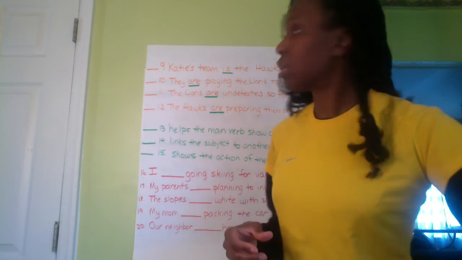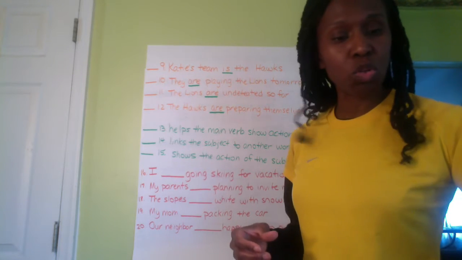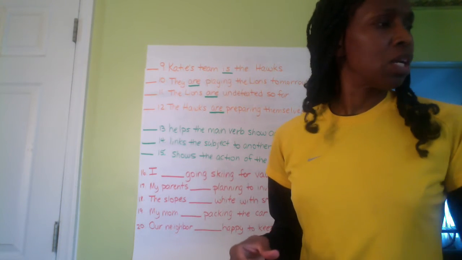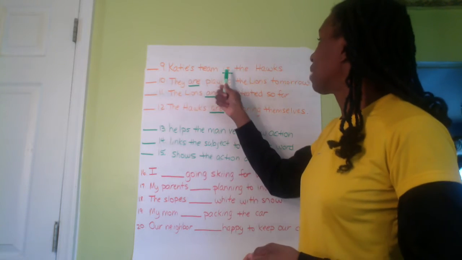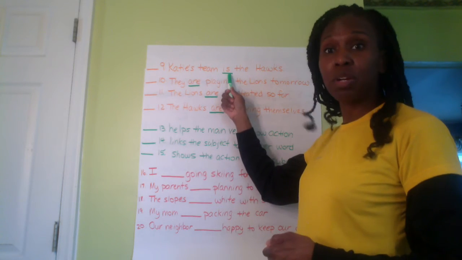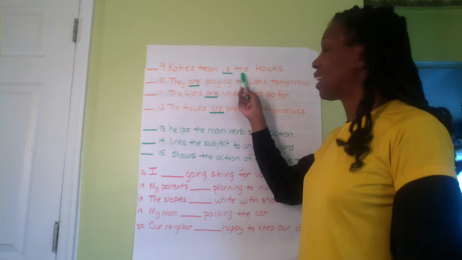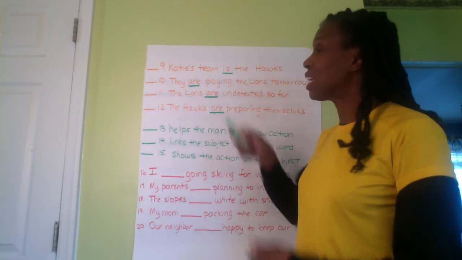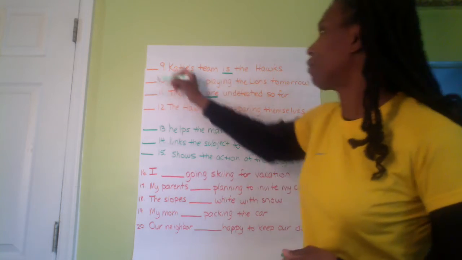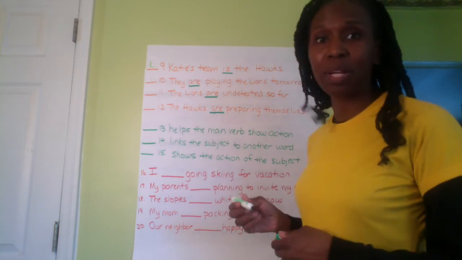All right, so let's see, what color am I going to use? I'm going to use green. All right, Katie's team is the Hawks. All right, here's our verb. Look directly behind it. The. The is not a verb. Okay, so is is just simply a linking verb. So in the blanks, you should put L.